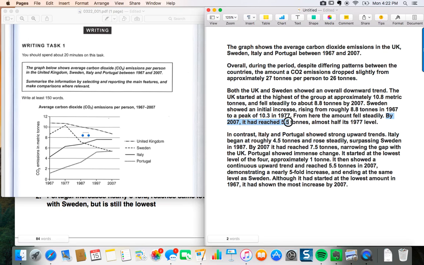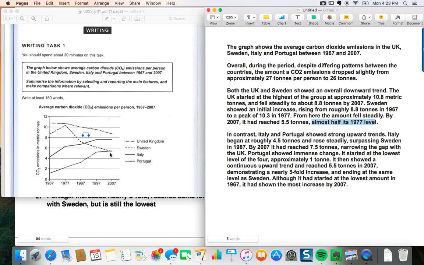Next point of grammar, by 2007, it had reached 5.5 tons. If you want to use that past perfect structure, and it's a beautiful structure for this because it talks about the past, and you can use by 2007. And please make sure, that's really important. By 2007, it had reached 5.5 tons. And then I've gone a little extra, almost half its 1997 level. So I've pointed out the highest and the lowest is almost half, 50%. That's really important detail to have in there, right?